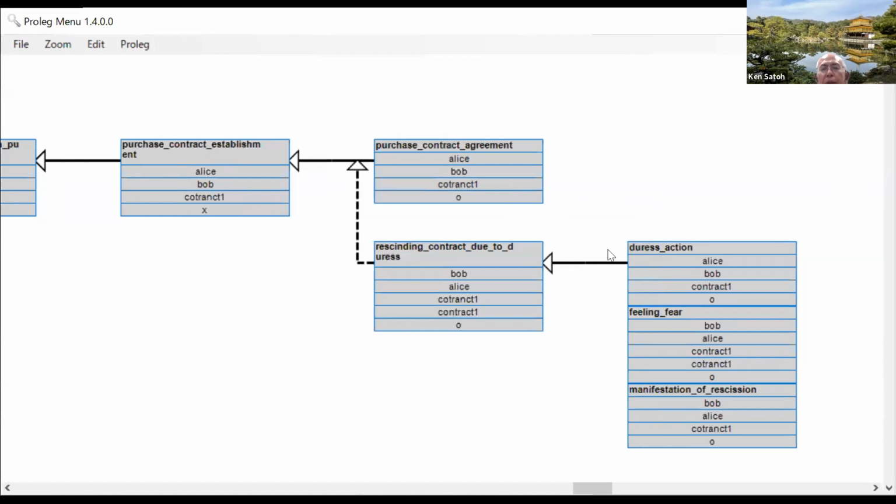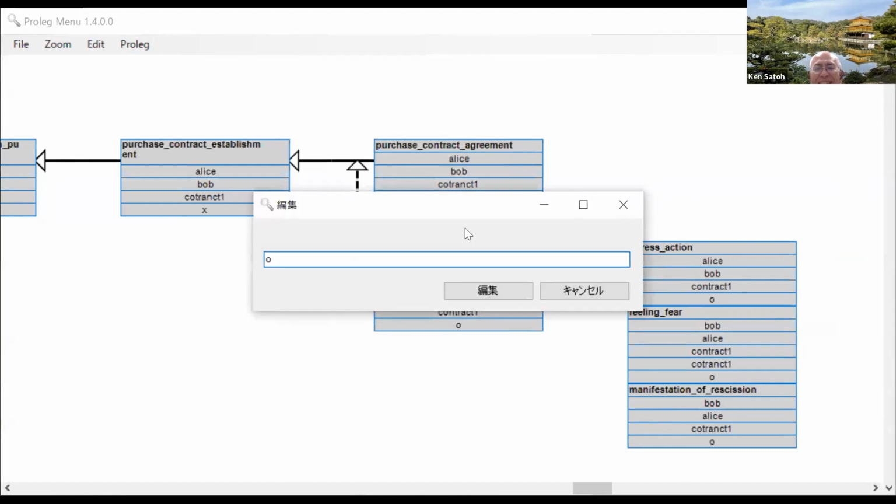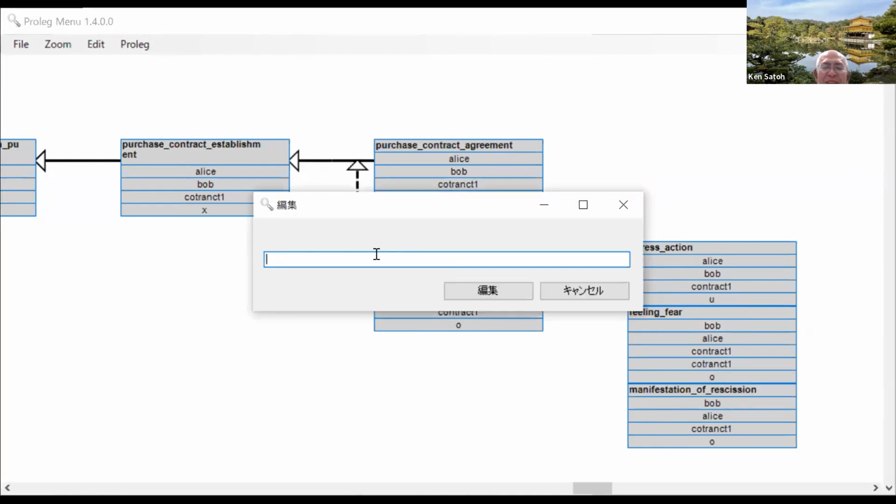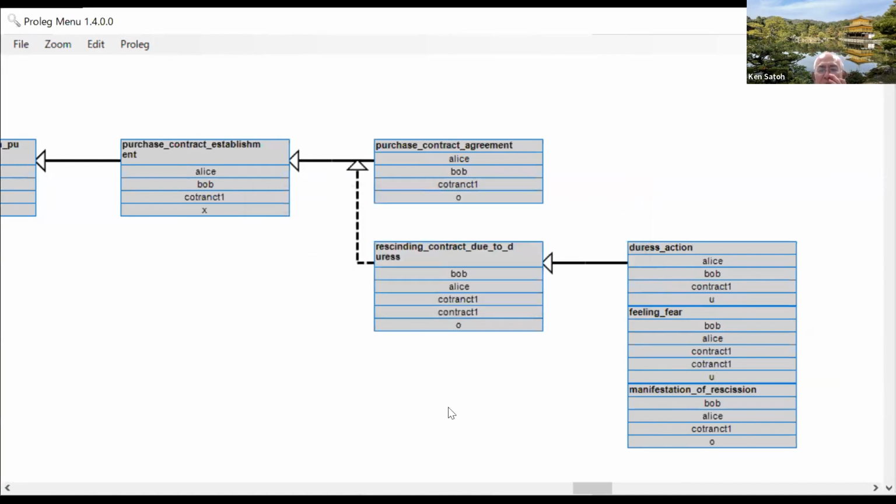So we simulate. No, sorry. We should deny the fact. So I'm sorry. This part is undefined, and feeling fear is also undefined. So the plaintiff doesn't admit these facts. So this value becomes undefined.